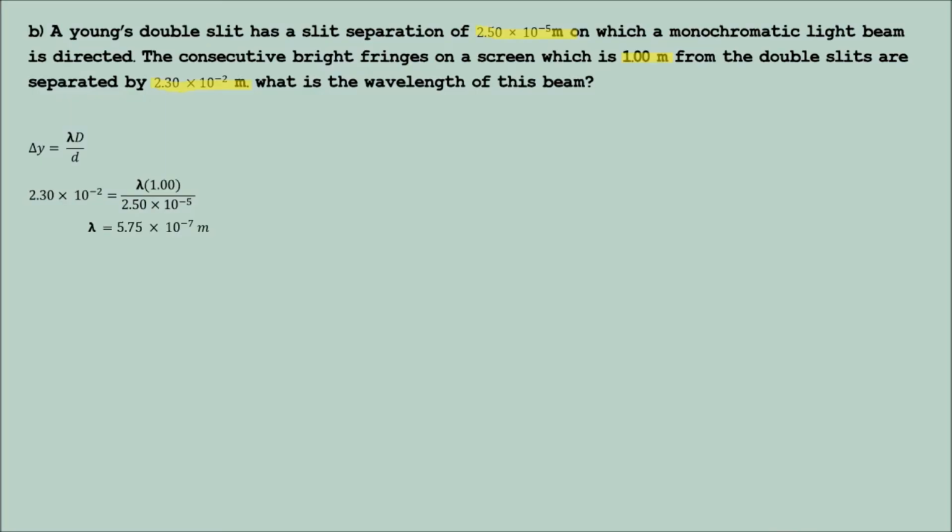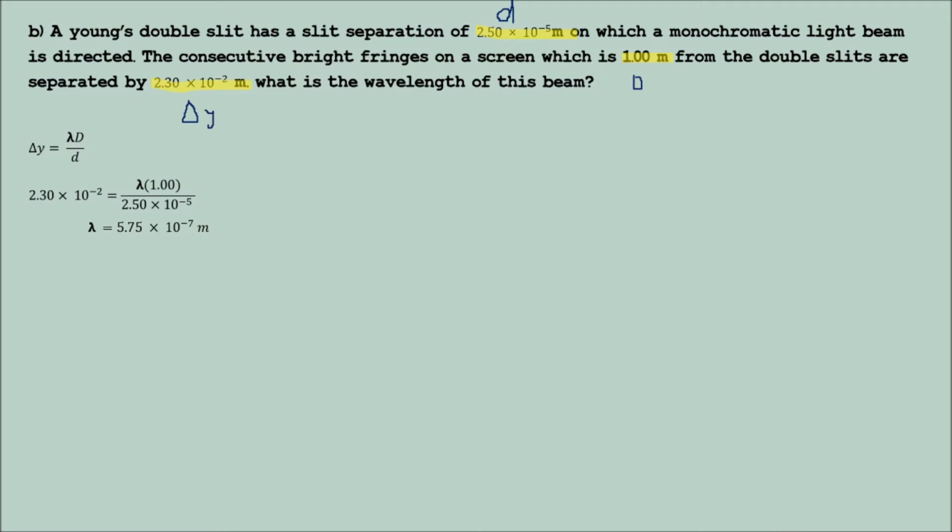For question B, a Young's double slit has a slit separation of 2.5 times 10 to the power of negative 5, which is d, on which a monochromatic light beam is directed. The consecutive bright fringes on a screen, which is 1 m, which is capital D, from the double slits are separated by 2.3 times 10 to the power of negative 2, which is delta y. So what is the wavelength of this beam?